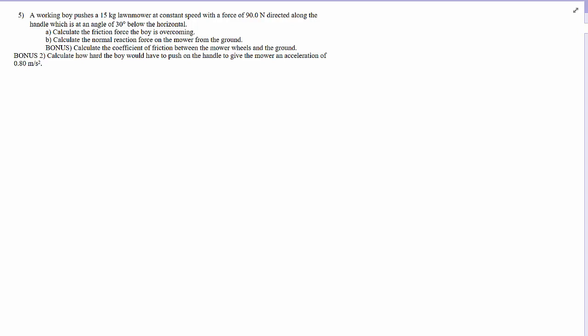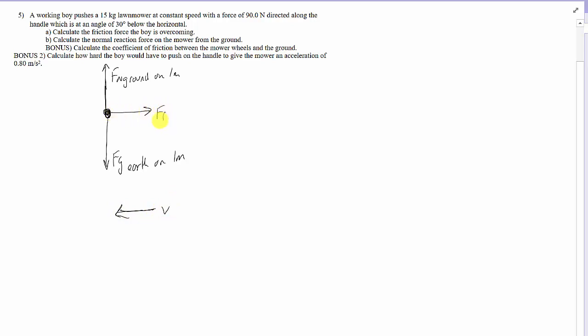To start with, we need to have a good force diagram of this. So I'm going to draw a force diagram of the lawnmower. We know there's a normal force, ground on lawnmower. I'm going to draw it a little bit bigger. FG, Earth on lawnmower. Let's suppose it's being pushed this way. That's the direction of the velocity. Friction is always opposing velocity, so friction is going to be in this direction. That's also ground on lawnmower.